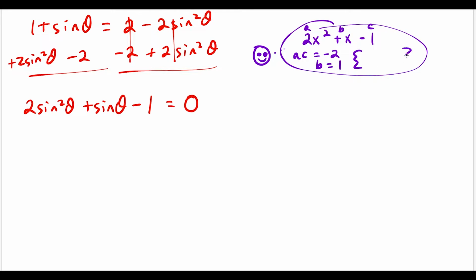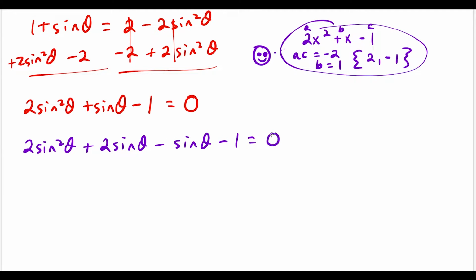And now we just have to search for 2 numbers that have a product of negative 2 and a sum of positive 1. And those numbers would be 2 and minus 1. So now how do we apply that here? Well, we're going to break up the middle term using these numbers that we found. So we're going to have, instead of plus 1 sine theta, we're going to call that plus 2 sine theta minus 1 sine theta. But once again, we'll keep that 1 invisible. And we have minus 1 equal to 0.